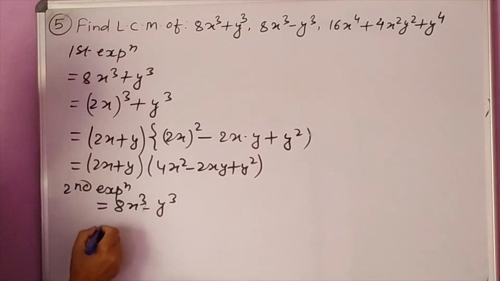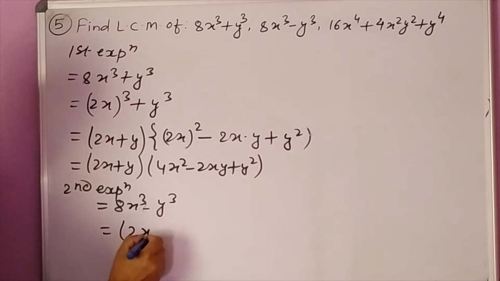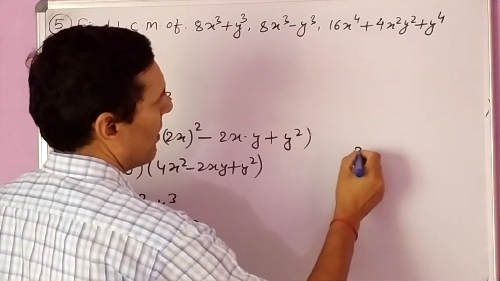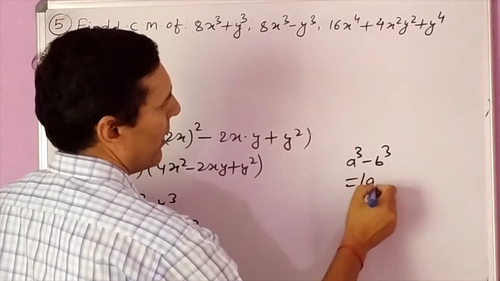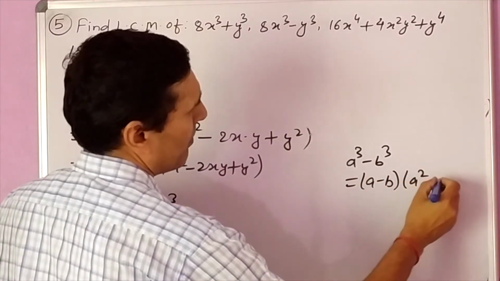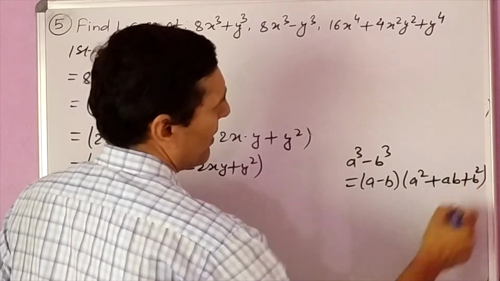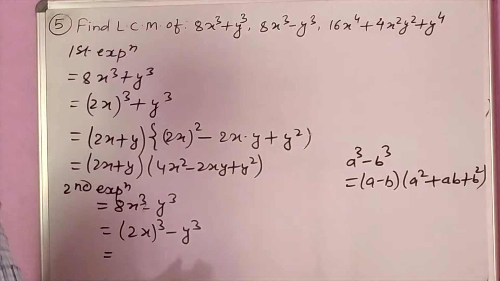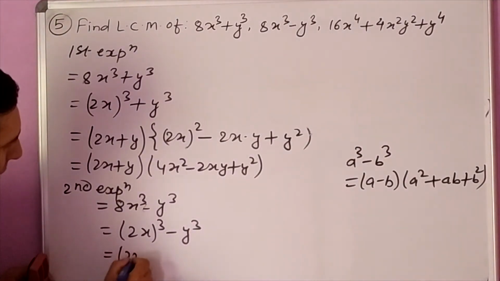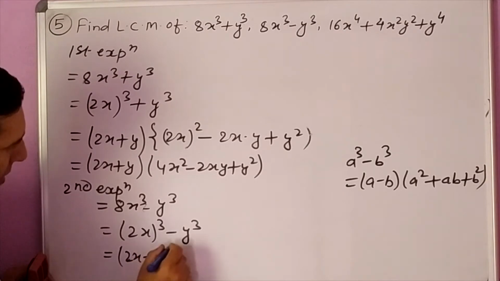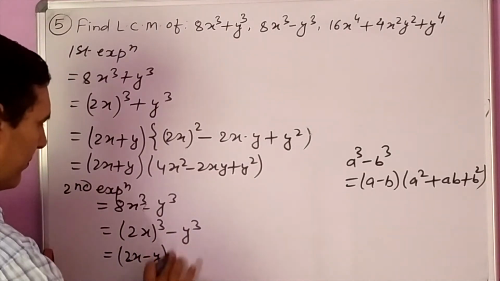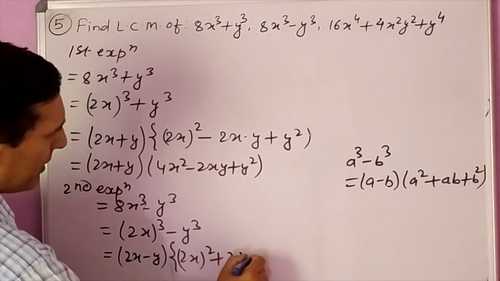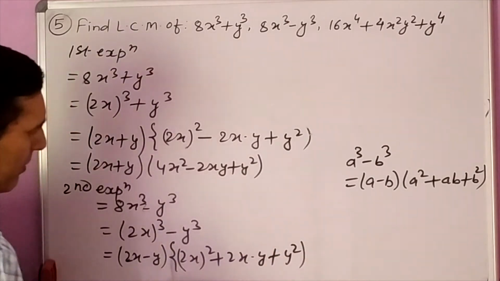Here we use the formula of a cube minus b cube. 8x cube is cube of 2x and minus y cube. So we know that the formula of a cube minus b cube is (a minus b) times (a square plus ab plus b square). We use this formula here because our a is 2x and b is y. So a minus b is 2x minus y, and a square is square of 2x, ab is 2x into y, plus b square, it is y square.